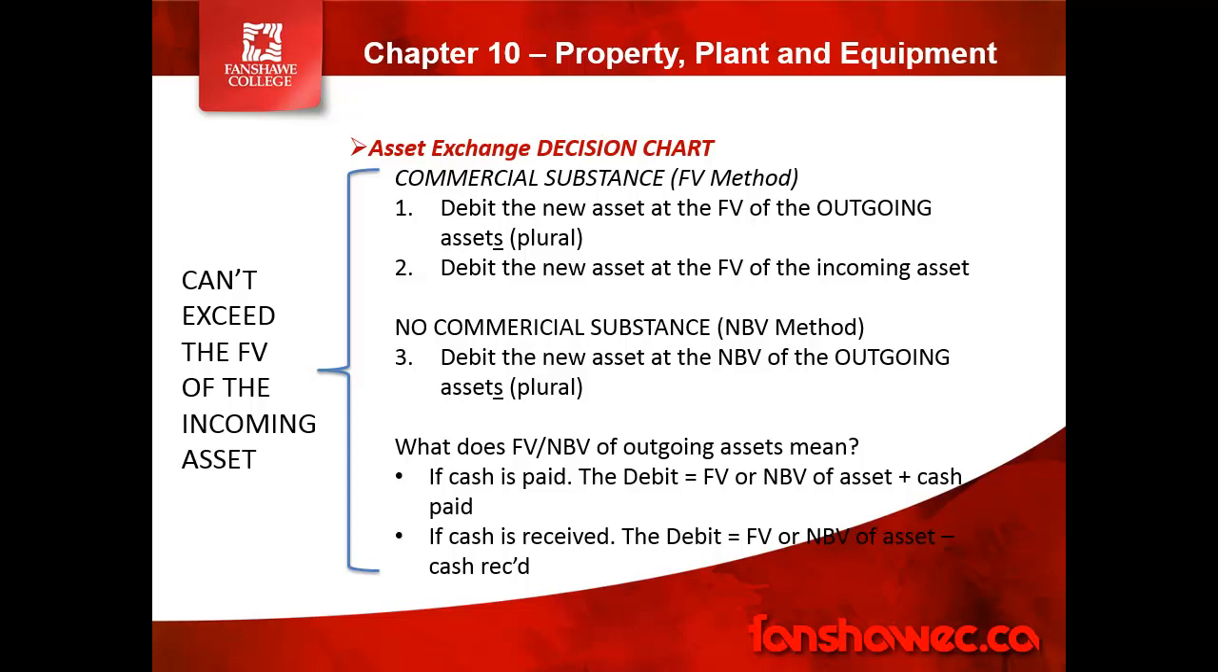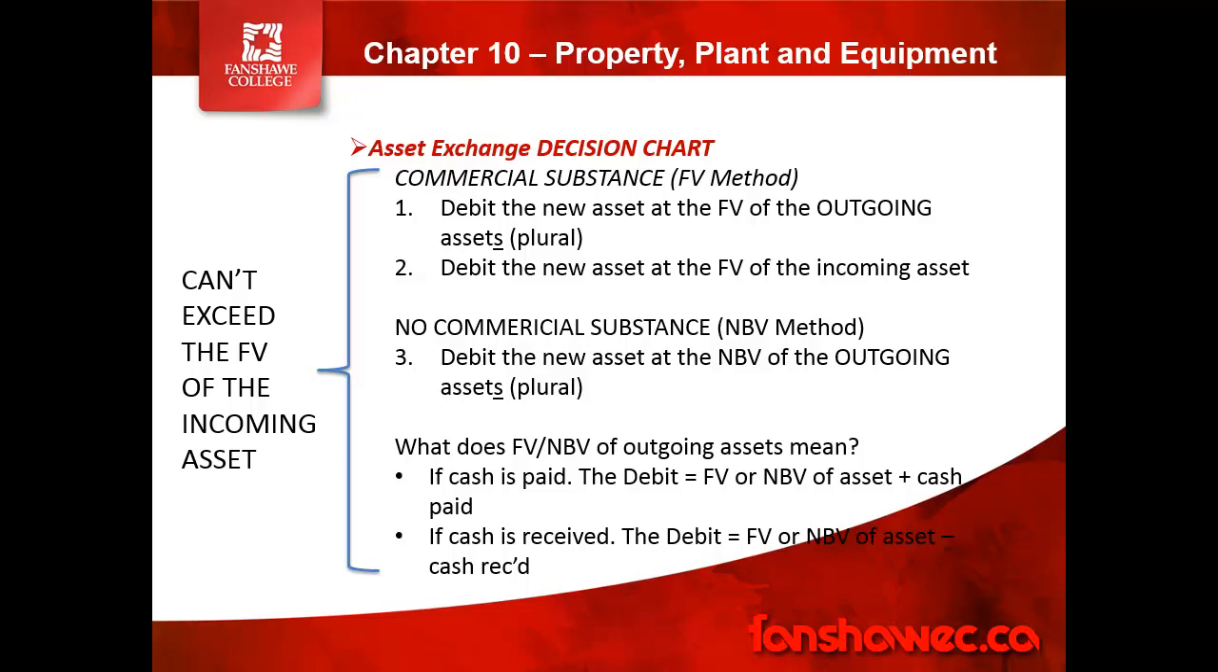But if commercial substance exists, we want to debit the new asset at the fair value of the outgoing assets, plural. So you can see that I've underlined the S there. You want to debit this new asset that you're getting at an amount that equals the fair value of the outgoing assets. So if you gave up more than one asset, you would need to add the fair values of both of those together. If you gave up a pickup truck and you also paid a couple thousand in cash, you would need to add those two things together. You're debiting the new asset at the fair value of the outgoing assets, plural.